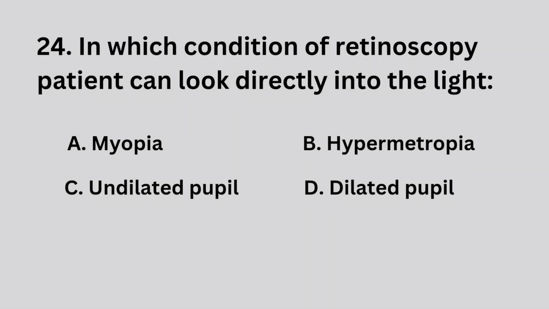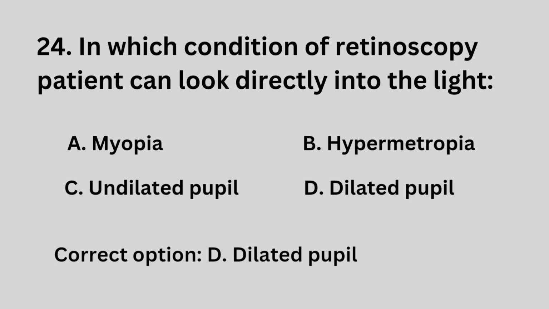Next question. In which condition of retinoscopy patient can look directly into the light? Option A myopia, option B hypermetropia, option C undilated pupil, and option D dilated pupil. The correct option is option D dilated pupil.